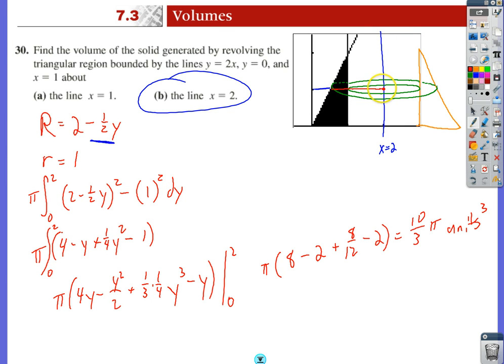My big radius, that's what's changing, and it's going to be 2 minus my function value, minus the little function value. So 2 minus the little function value gets me the whole big radius, and my little radius is always this distance here, which is 1. Okay, and boom, that's all the setup. Time to go.